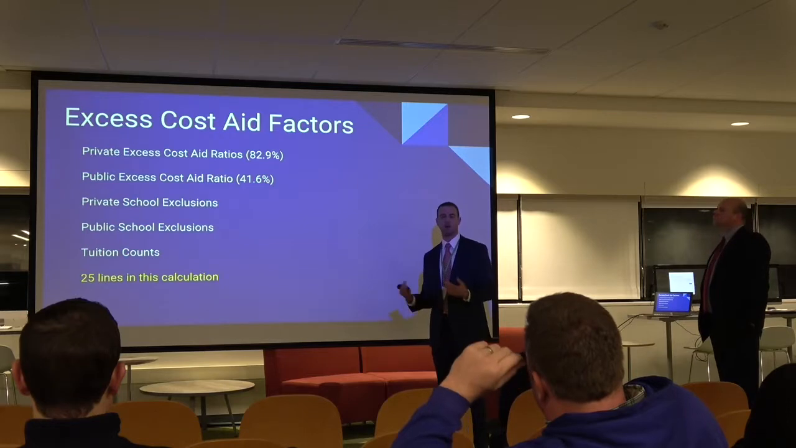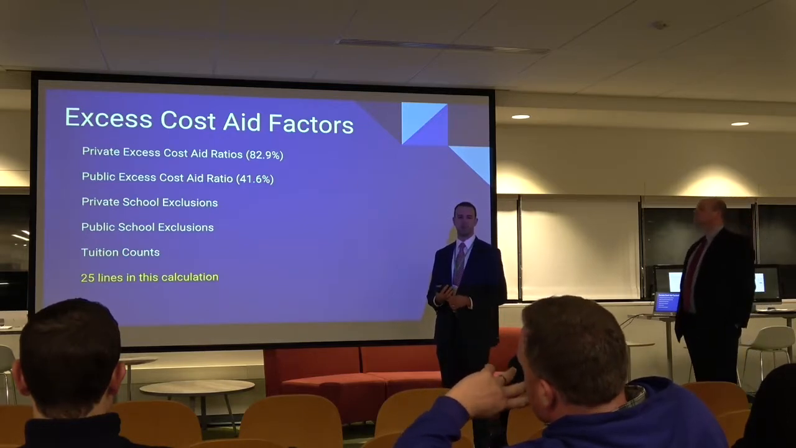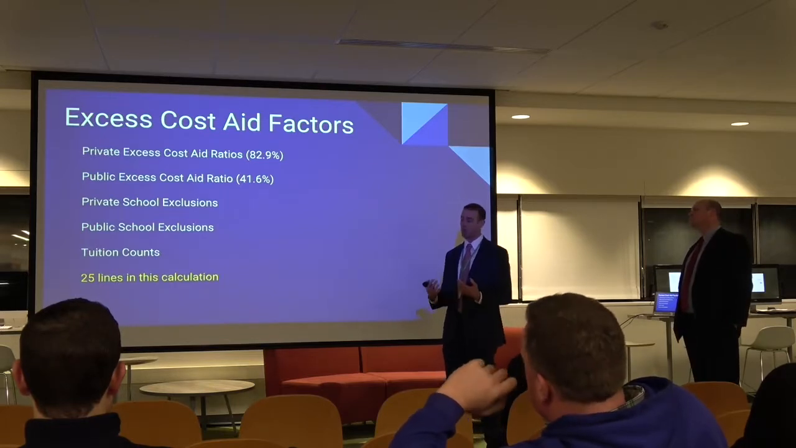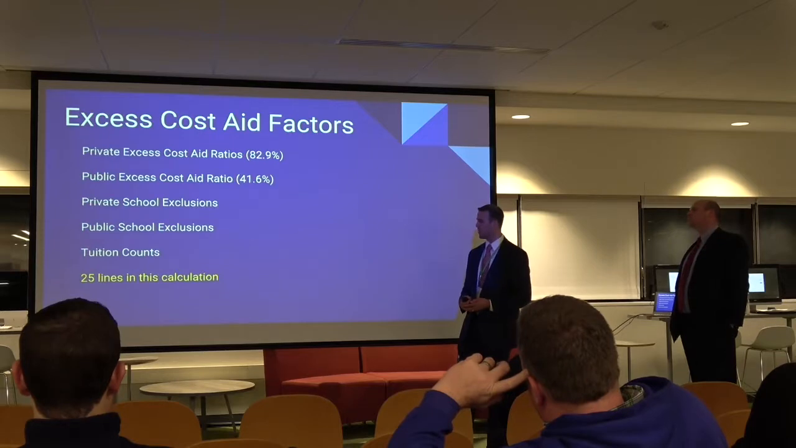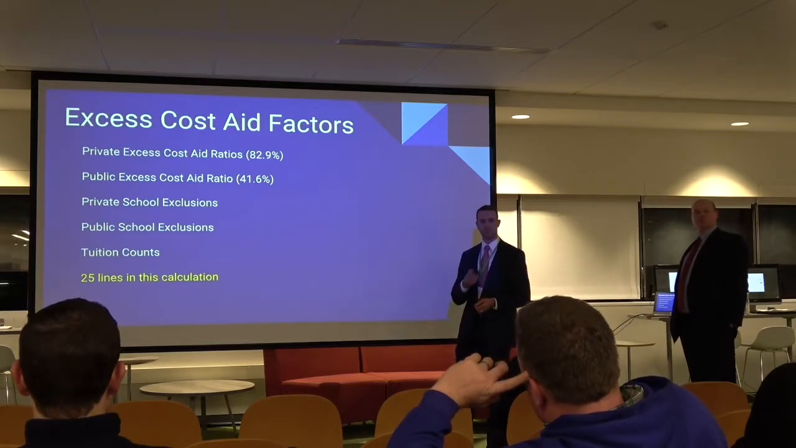So we have another acronym that you may have heard, STAC, System to Track and Account for Children, and that's our mechanism for reimbursing or requesting reimbursement from New York State. And there are 25 lines in this calculation.